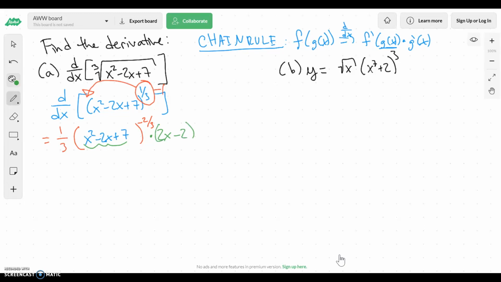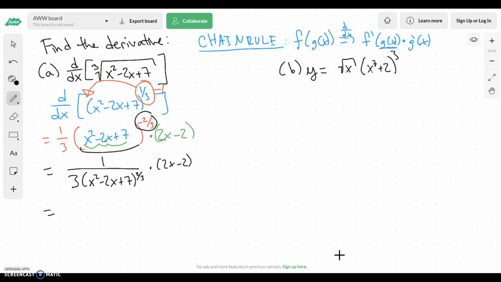All right, so all we really want to do now is just make sure that we clean this up. Since this exponent is negative, let me go ahead and put it down. And right now the 3 is on the bottom. So I'm going to put this entire thing down. It's going to be x squared minus 2x plus 7 raised to the power of 2/3. That's going to get rid of the negative. On the top, I have a 1. And then I also have this 2x minus 2.